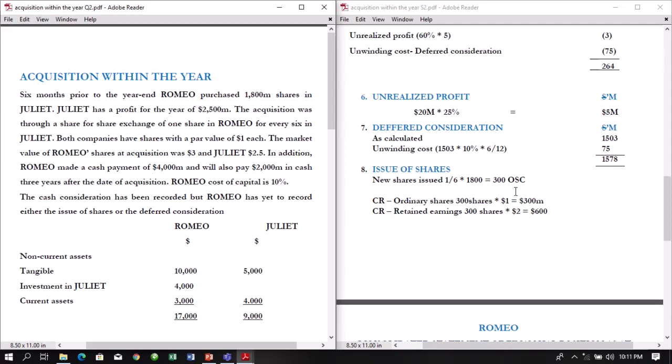So how do we account for this? I debit my ordinary shares with 300 times $1, which is the par value of that shares, giving me 300 million. But don't forget, the market value of our shares when we were computing this was actually $3. So this actually means that if my par value is $1, I have made a profit of $2 per share, which we refer to as share premium. So I will credit my share premium with 300 times 2, which is 600. So 600 will come under share premium, while 300 will come under ordinary shares. So that is our workings for this question. So let us now see how our consolidated statement of financial position will look like.